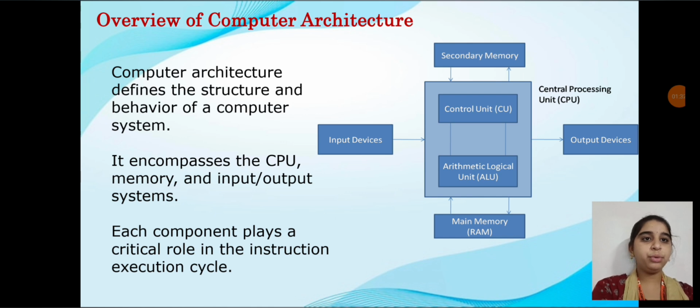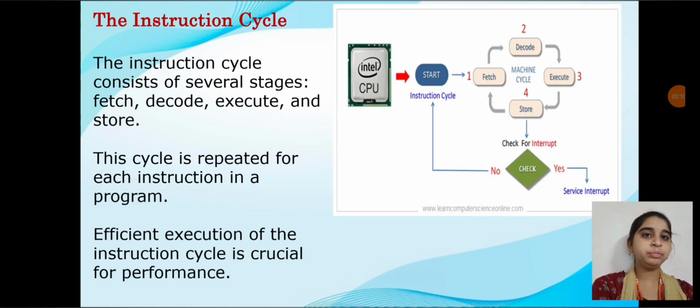Here we can see the computer architecture. Input device is connected to the CPU. In the CPU we have two units, the control unit and the arithmetic logic unit. And there are two memories, secondary memory and the main memory. Main memory is also called RAM, meaning random access memory. And the output device is connected to the CPU. Through the input device, the user gives the instruction to the CPU. It will process and execute the program and send it to the output devices.